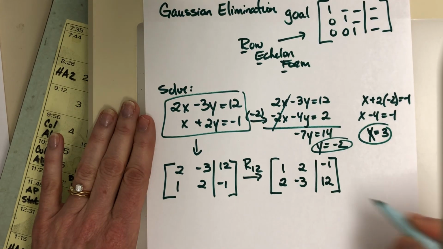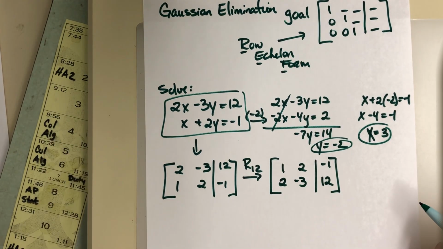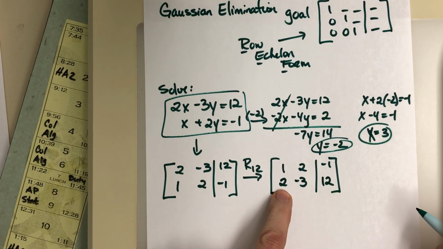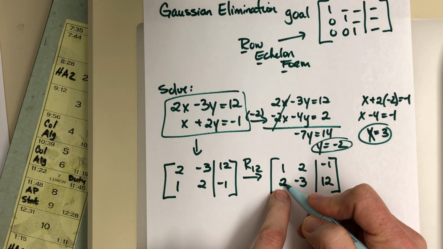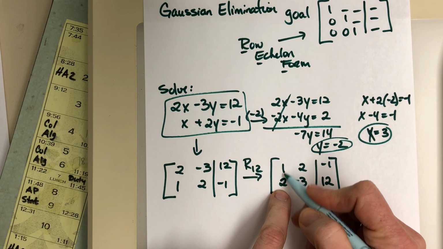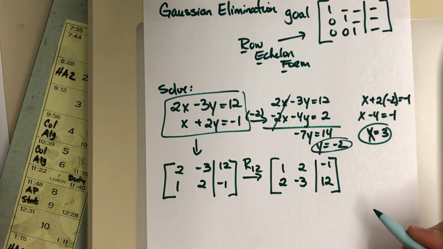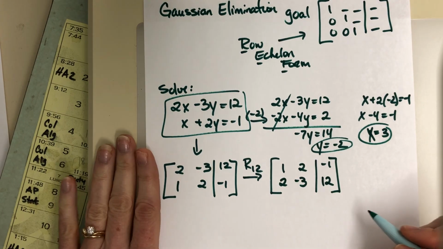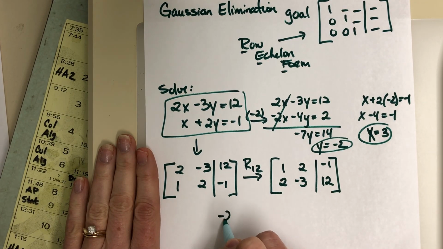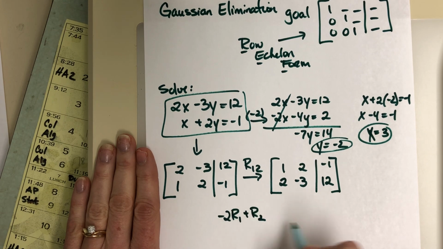All right, great. So I've got the 1 where I wanted the 1. I've met my goal. Now I've got to get rid of this 2. This 2 needs to disappear. So if I could somehow make this 2 turn into a 0. Wouldn't it be nice if I could add a negative 2 to 2, and that would be 0? That would be very convenient. So what if I took negative 2 times row 1 and added it to row 2?